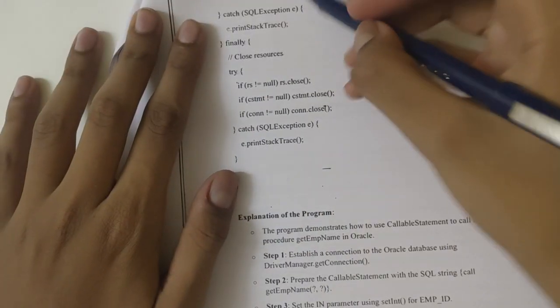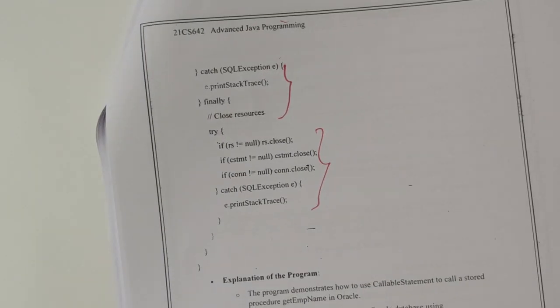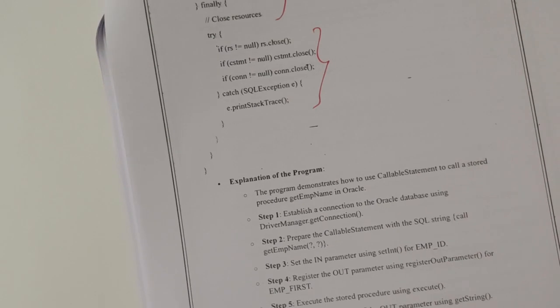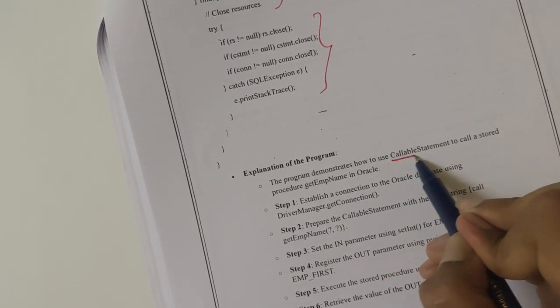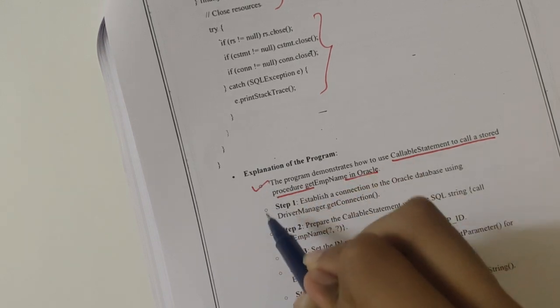Next is the catch block, and also whether the query will return a particular result or not. So that is the explanation of this entire program, and this demonstrates how to use a callable statement to call a stored procedure in Oracle. Okay. Next is step 1.